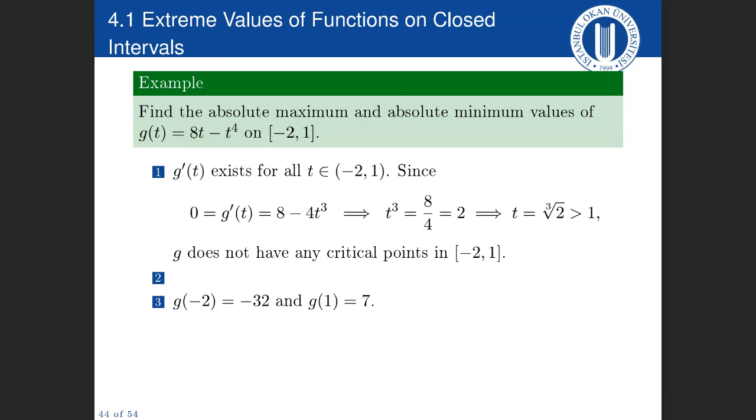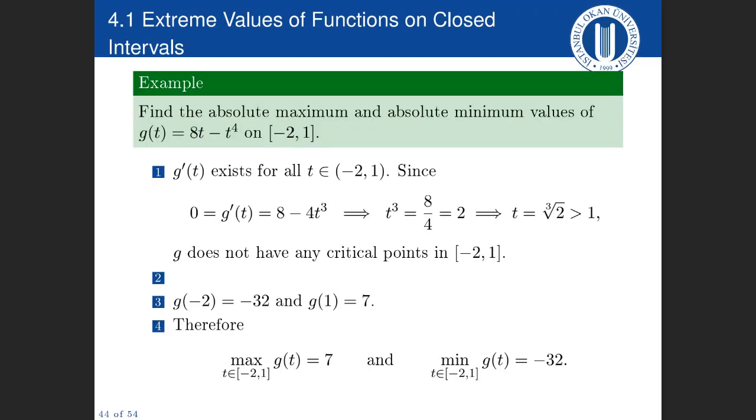And then finally, step 4 is choose the biggest number and the smallest number. We've only got two numbers. We only have -32 and 7. So clearly the biggest number here is 7 and the smallest number is -32. So the answer to this question is the maximum of g on the closed interval from -2 to 1 is 7, and the minimum of g between -2 and 1 is -32.